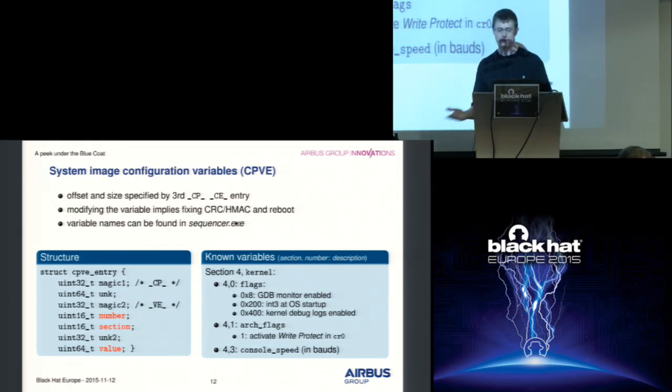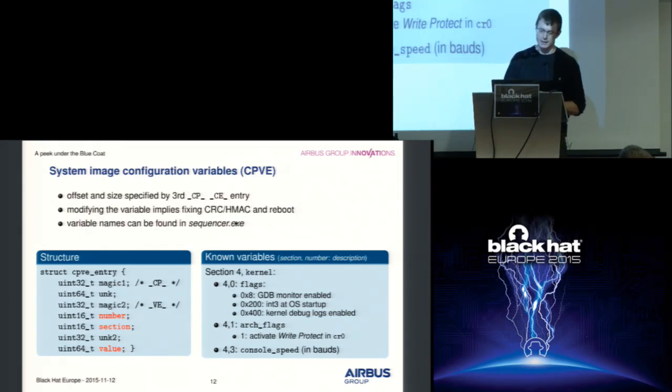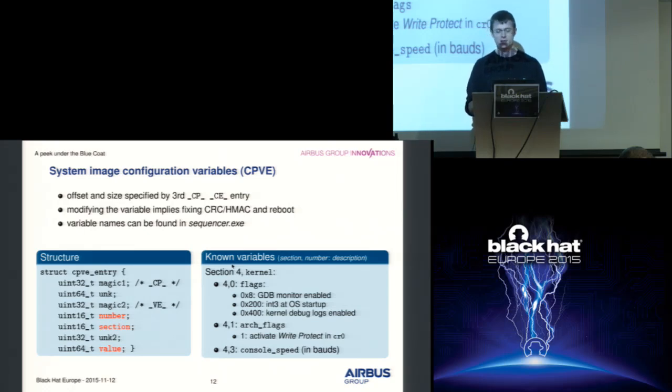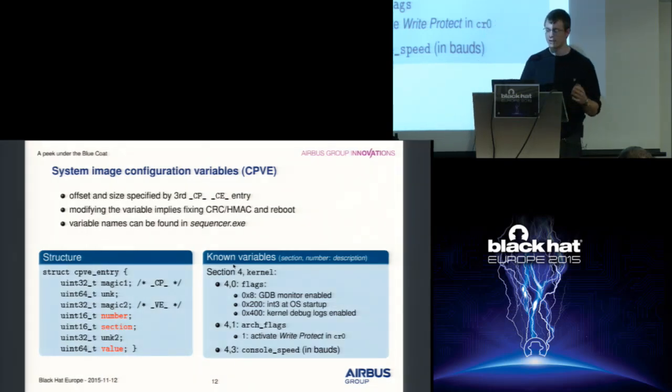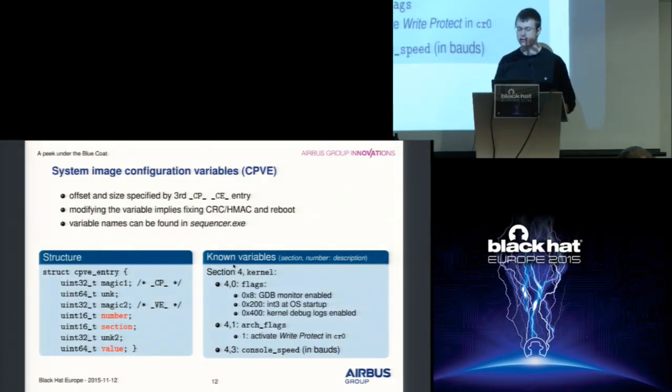Unfortunately, I discovered that when I was writing the slides for the talk. So I just had to reverse and get the meaning from the code and not from the names. Some interesting variables are the section 4 kernel and the 4,0 variables, which are the flags, where you can enable very interesting stuff like a kernel debug log, a GDB stub, or ask for an interrupt at startup.